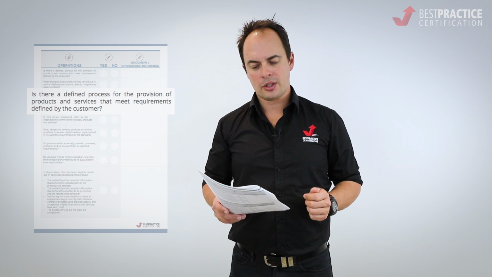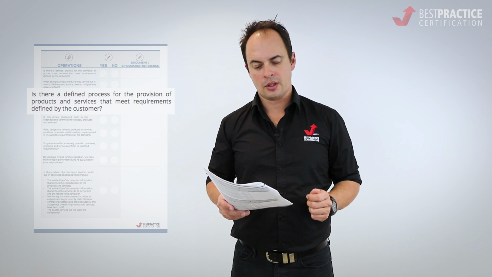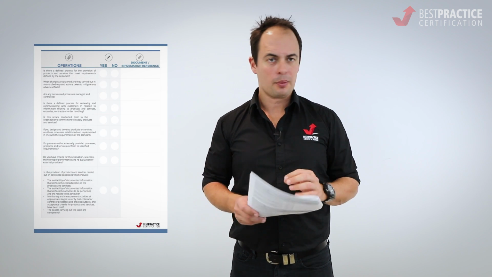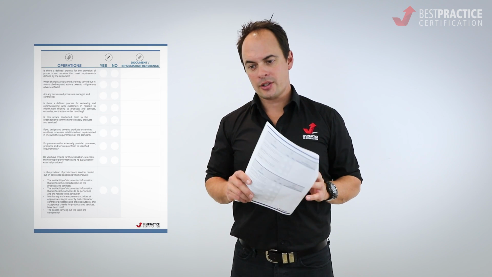Is there a defined process for the provision of products and services that meet requirements defined by the customer? Now, you might provide a product or a service and it's just the same every time and the customer doesn't get a lot of say in the product or the service. But what they do get a say in is the price that they pay and the time that that product or service gets delivered. When does the product or service get delivered?